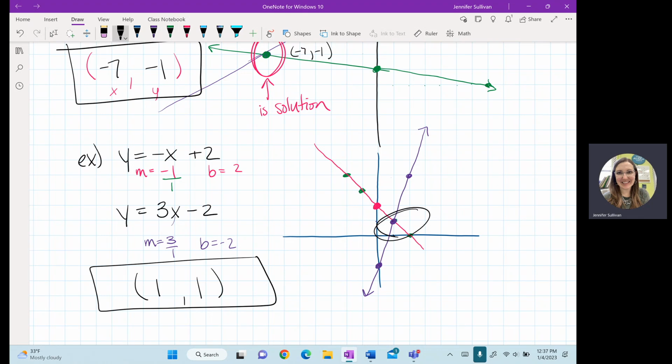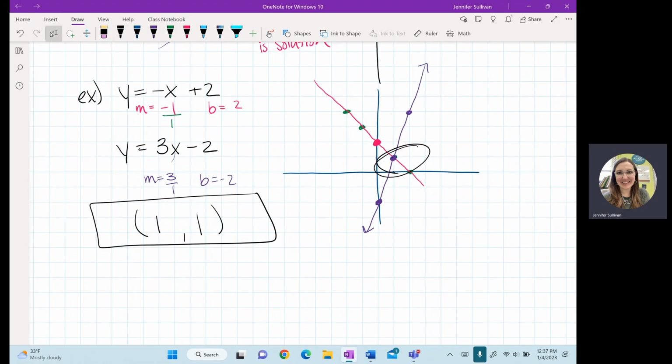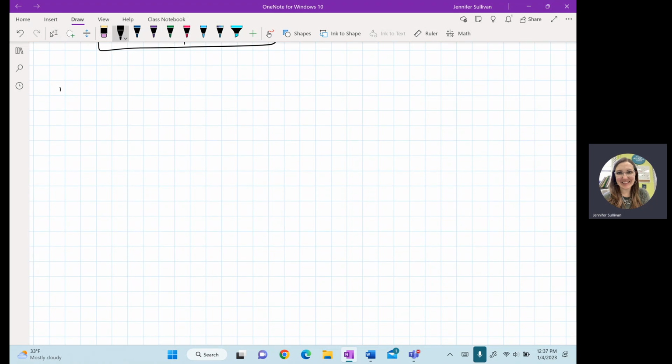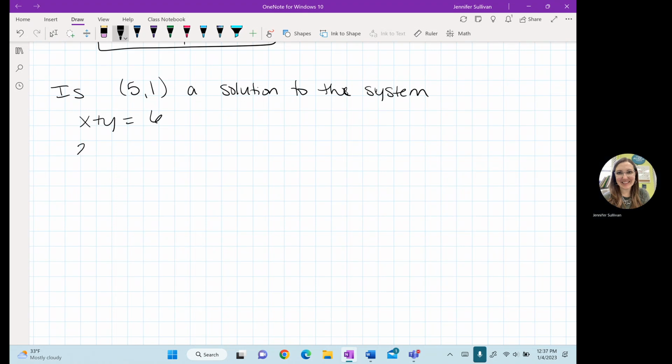But what happens though if I ask you if a specific point is a solution? Okay, so finding the solution is one thing. We graph and name the point of intersection. But what if I say is the point 5, 1 a solution to the system? Where my equations are x plus y equals 6 and 2x minus y equals 9.